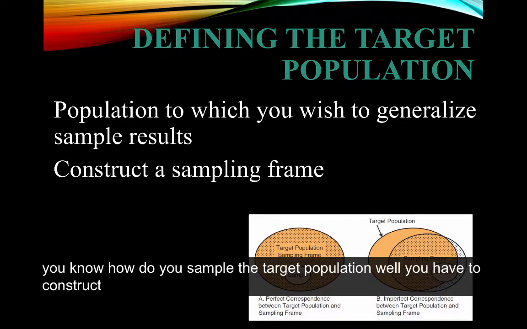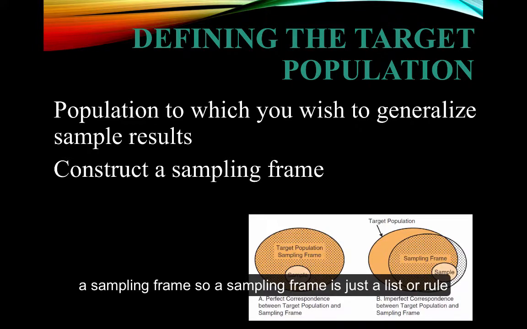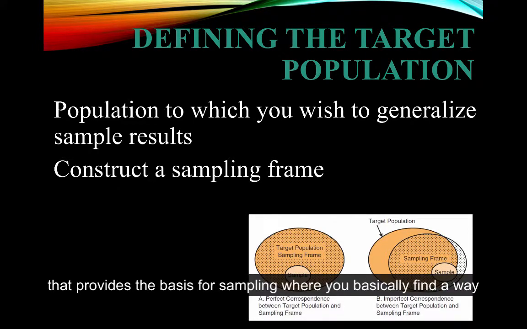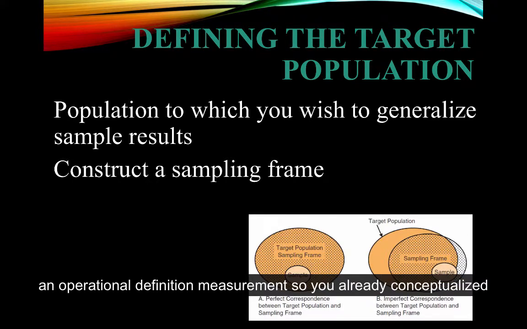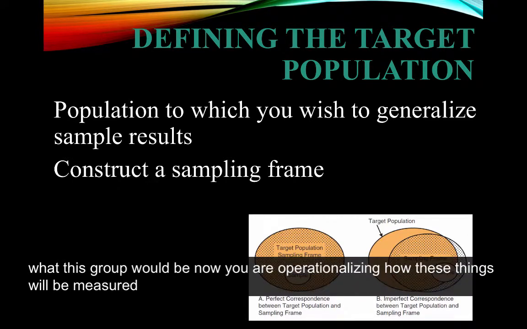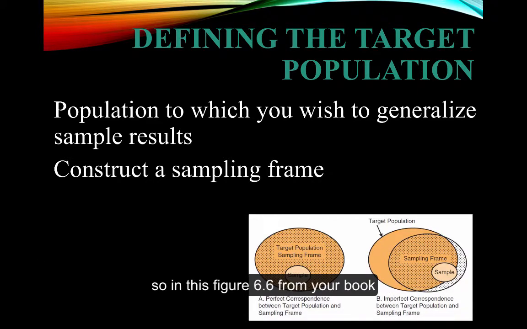So, how do you sample the target population? Well, you have to construct a sampling frame. A sampling frame is just a list or rule that provides the basis for sampling, where you basically find a way to identify the people in your population. So it's similar to an operational definition and measurement. You already conceptualized what this group would be. Now you're operationalizing how these things will be measured.